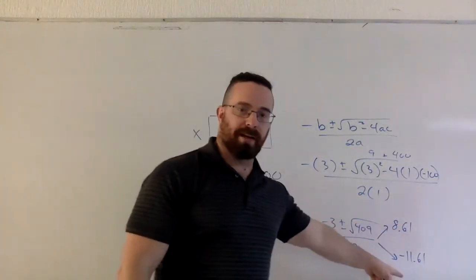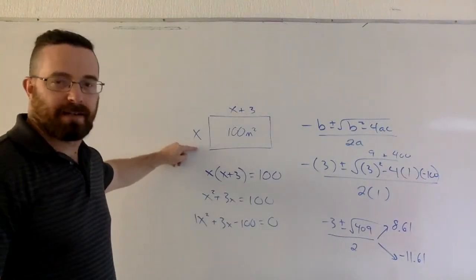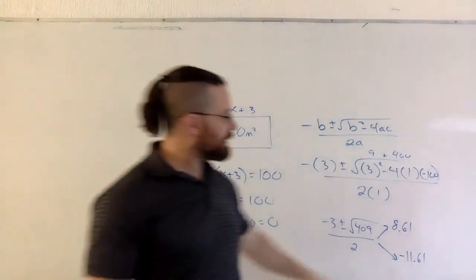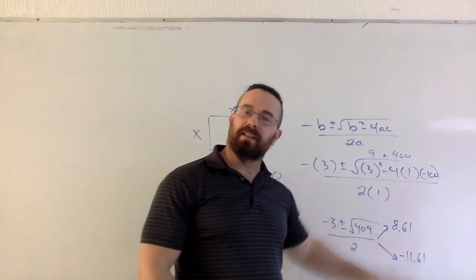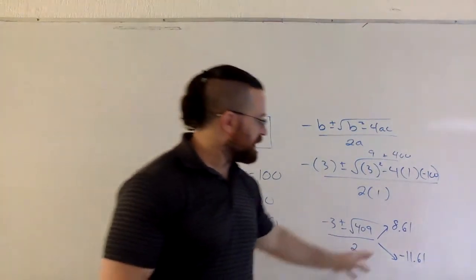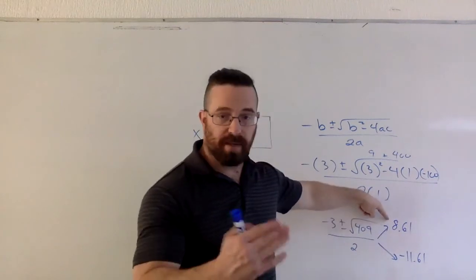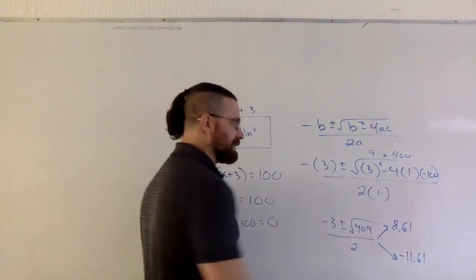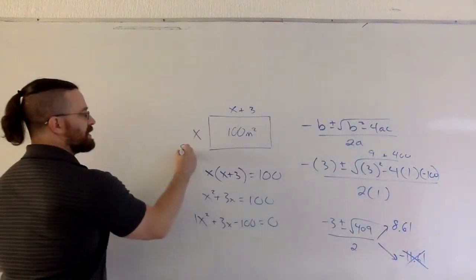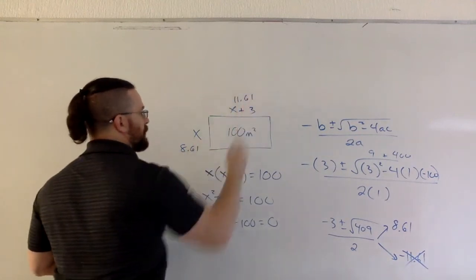All right. Now, something to note. Since my answers right now are going to have to represent a side length, can I have a negative side length? No. Your side lengths have to be positive. Therefore, negative 11.61 is an extraneous answer right now. It doesn't fit the problem. It's an answer we can ignore. We need the positive answer right now because this is the one that could be a side length. Because I can't have negative side lengths, they have to be positive. So I'm going to ignore this answer here. This is the one I want. So x is going to be 8.61. X plus 3 then would be 11.61.